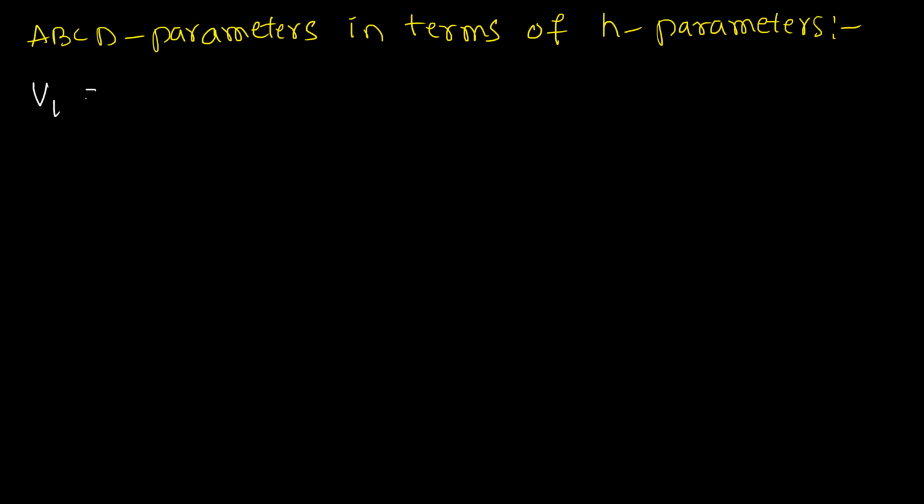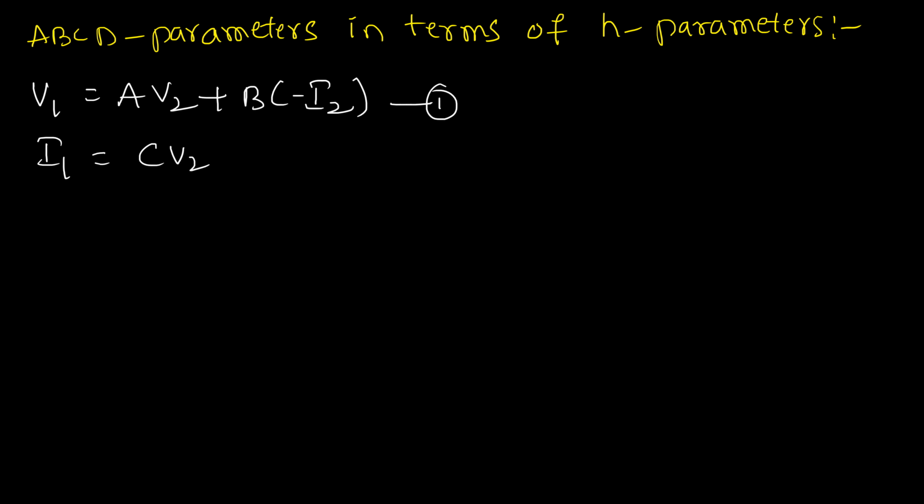Okay, so V1 equal to A V2 plus B into minus I2. Instead of minus B I2, you write B into minus I2. Call it as equation 1. Okay, so now I1 equal to C V2 plus D into minus I2. Call it as equation 2.